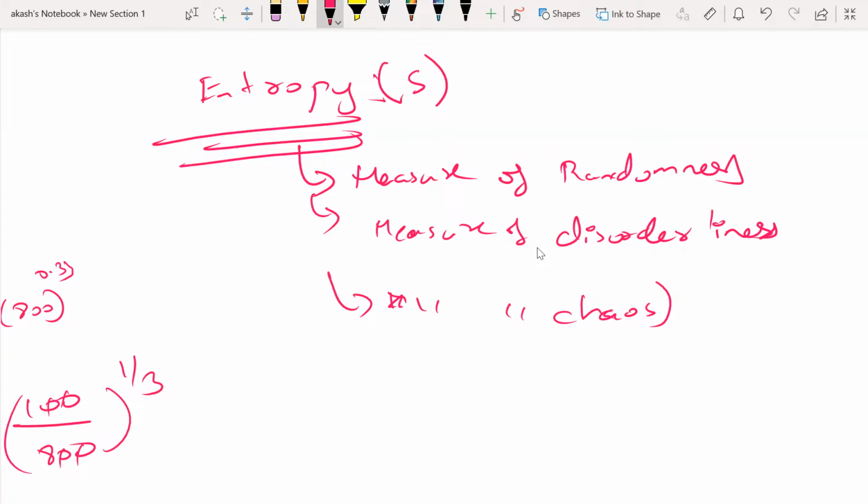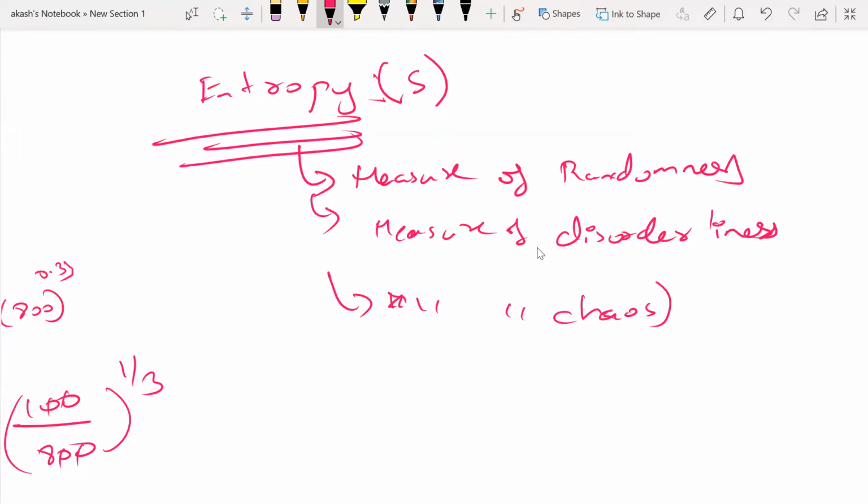How random something is, how to put it? Say I'm very calm, sitting like this. I will tell that I have lesser entropy. But if I'm very, very active, moving around, playing, running, I will tell that I have high entropy. So the amount of randomness increases the entropy. Someone has asked a question? Okay.